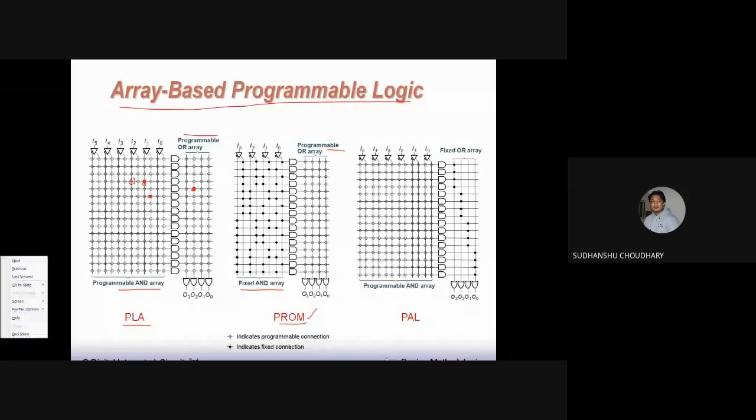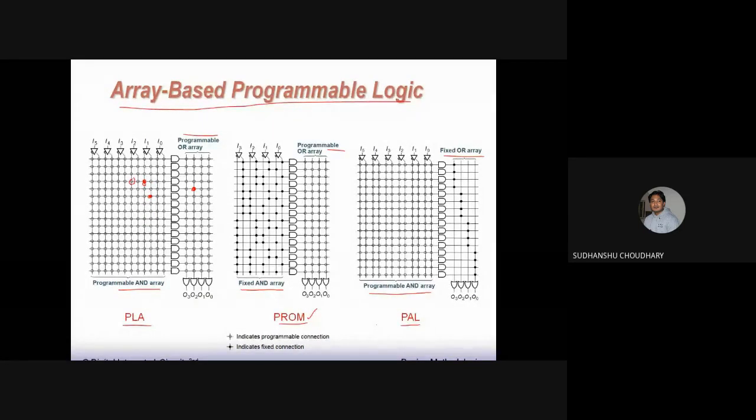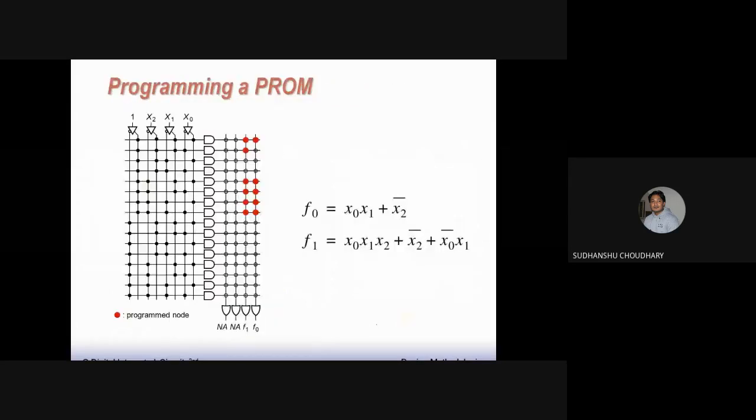Then you have the PAL approach in FPGA, that is programmable AND logic or programmable AND array. So the AND logic gates are programmable here. You can make connections, okay? But the OR array is fixed, right? So you cannot program OR gates here, but yes, you can program AND gates. So these are the three programmable logic styles in the FPGAs.